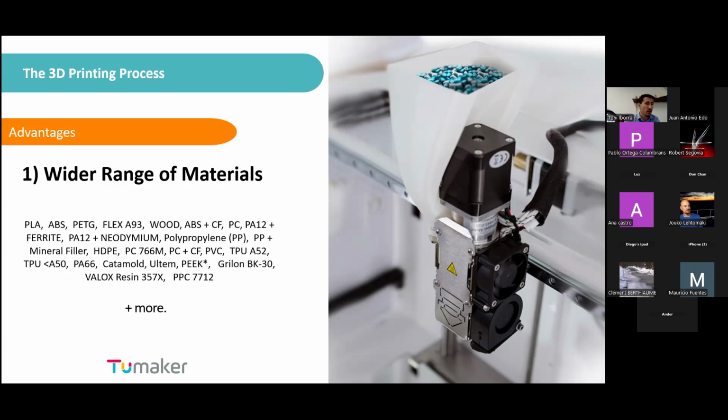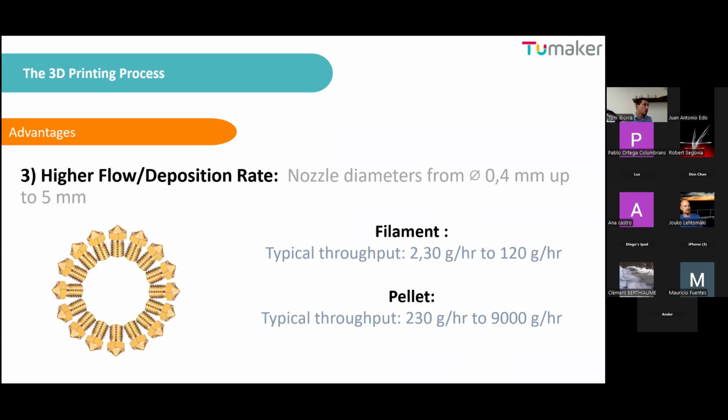We also work with polycarbonates, with polypropylenes, also polypropylenes with carbonate, glass fibers, and different additives, with polyethylene, high density polyethylene. We also work with chlorinated polymers such as PVC and PVDF, and sometimes we have also done some work with high performance polymers. So the third advantage I would like to mention is the higher flow rate deposition.